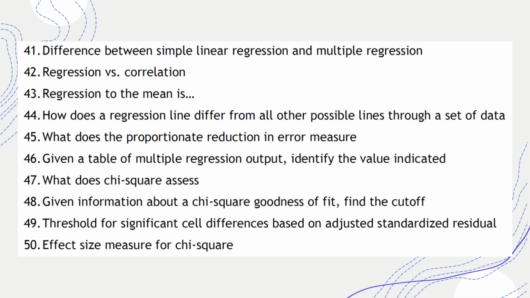See, 46, given a table of multiple regression output, identify the value indicated. So I think it was the last slide in the regression chapter set of slides where I show that SPSS output, that table, and it has pointed out what the different numbers in the table represent. Oh, okay. So this one is going to ask you about a particular value that's in there. Okay. So make sure you know which number is the y-intercept value, which one would be like the coefficient for whichever independent variable or predictor, that kind of thing.